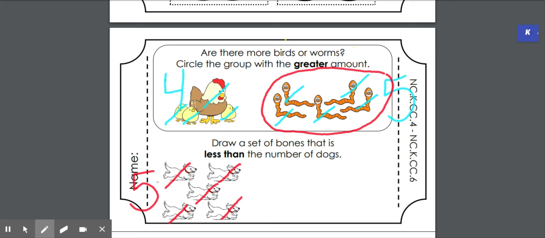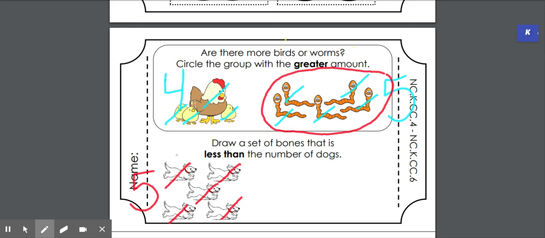What could be another number? Keep going down that vertical number line in your head. We went down 4. What's next? 3. What's next? 2 and 1. So we could draw 4 bones, we could draw 3 bones, or 2 or 1. Wow, those numbers are all less than 5.